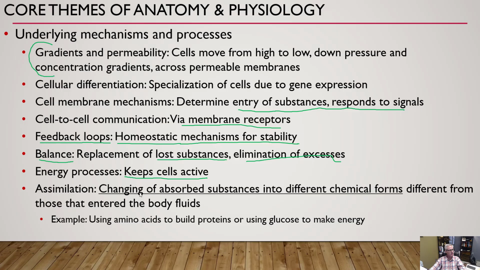Assimilation is basically changing of absorbed substances into different chemical forms from how they entered the body. I think we've all heard that amino acids are the building blocks of protein. So we ingest, we eat amino acids, and then our body will build proteins. That's an example of assimilation. And then I just talked to you about how we use glucose to make energy, or ATP, through a process called cellular respiration.